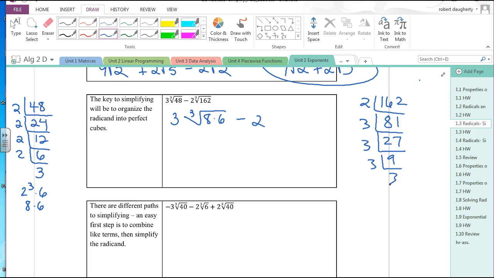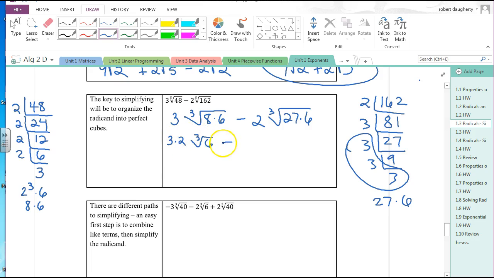Cube roots, okay? So in this case, let me just get the factorization. Do I see any number here 3 times? I got 3 3s. What's 3 cubed? Yeah. So this is 27 times 6, okay? So I'm going to write this as 2 times the cube root of 27 times 6. And that first expression, what can go away? What can I simplify? The 8. What's the cube root of 8? 2. So I'm going to have 3 times 2 and the cube root of 6 minus 2.